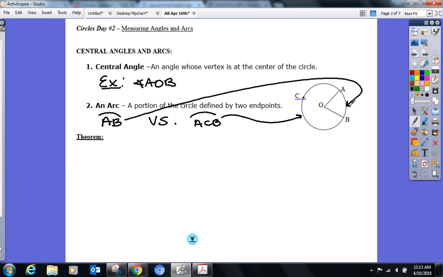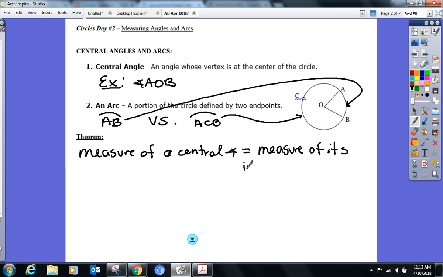Here's your first fact of the circle unit, and this is how do I find the measure of a central angle? The measure of any central angle. So this angle right here, how do you find how many degrees are in it? Everyone ready? It's equal to the measure of its, and I'm going to use a new term here, intercepted arc.